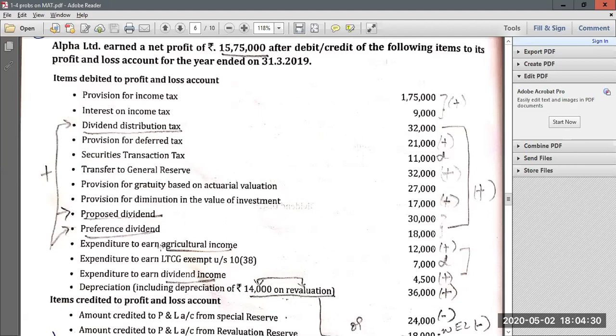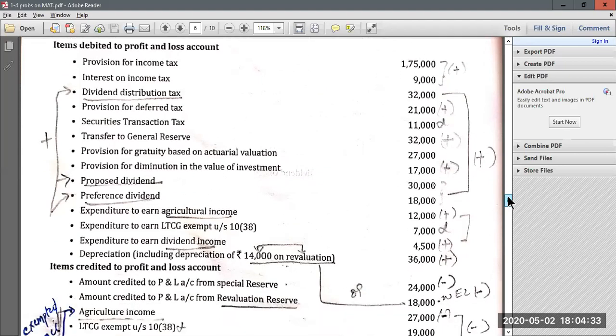Then they have given expenditure on agricultural income. Now agricultural income is exempted income. If you are incurring any expenditure to earn such exempted incomes under sections 10, 11 and 12, it should be added back. So expenditure on agricultural income and expenditure to earn dividend income, both will come under exempted incomes. Any expenditure to earn such exempted income should be added back to book profit. Then expenditure to earn LTCG exempt under section 10(38). I told you if there is any expenditure to earn long-term capital gain, it should be ignored. So there is no need to add back.